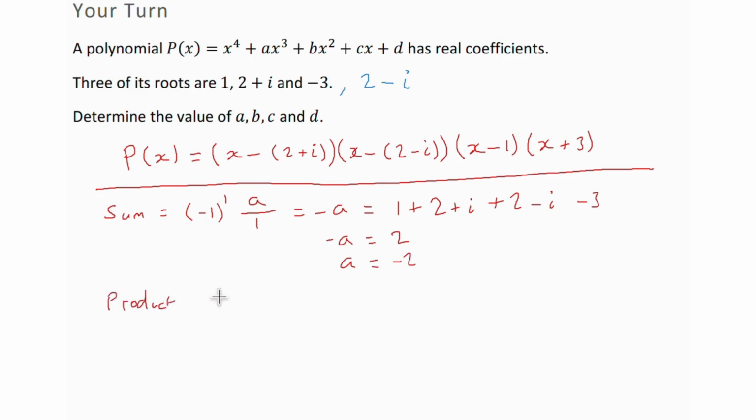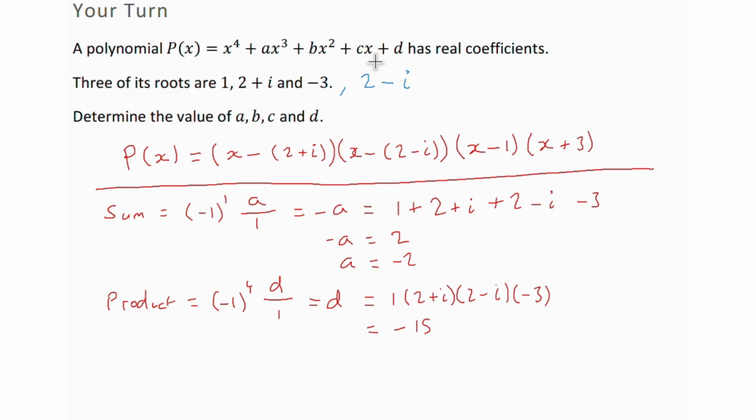The product is equal to minus 1 to the power of 4, because there's 4 roots being multiplied together, always over 1, and it's 4 away, so 1, 2, 3, 4, which is equal to d. That is equal to 1 times 2 plus i times 2 minus i times minus 3. 2 plus i times 2 minus i is equal to 5, times minus 3 is equal to minus 15. So d is equal to minus 15.